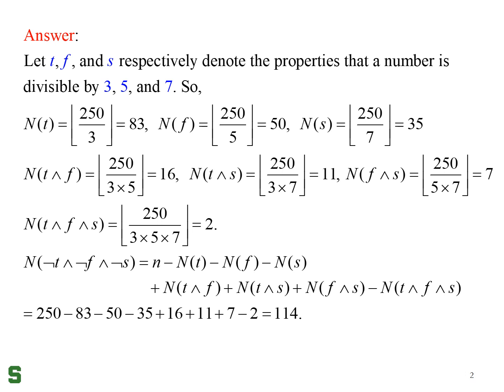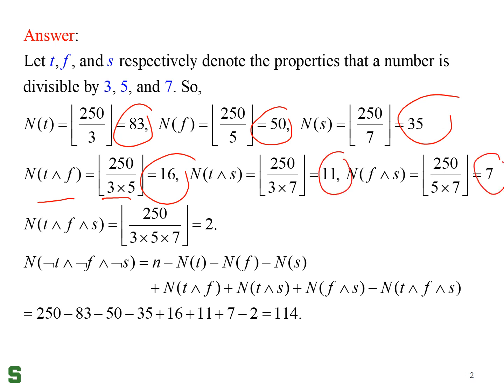So we have the property divisible by 3. There are 83 numbers like that, which is 250 divided by 3, floor of that. These many numbers are divisible by 5, these are divisible by 7. If I want 3 and 5, then that means it's divisible by 15, so I will get 16 such numbers. 3 and 7, 11 such numbers. 5 and 7, 7 such numbers. And divisible by all 3, I'm going to get 2 such numbers.